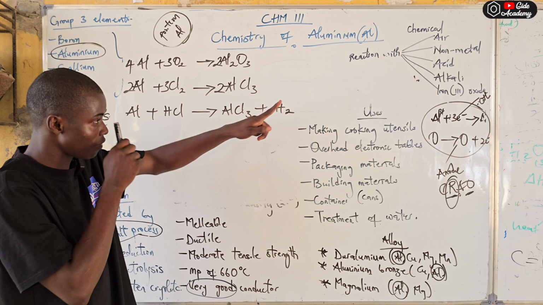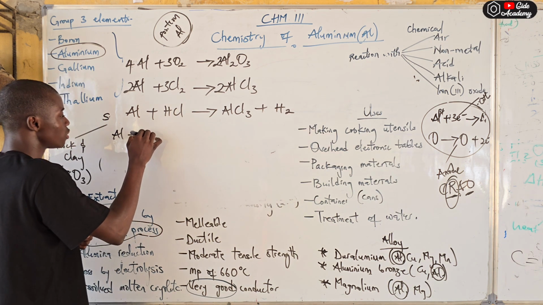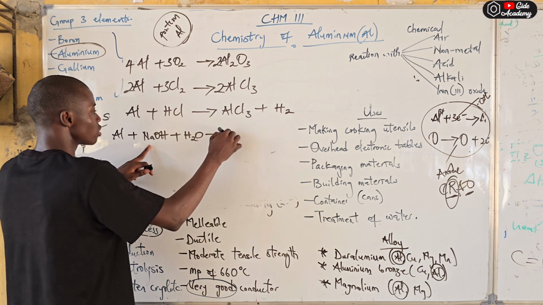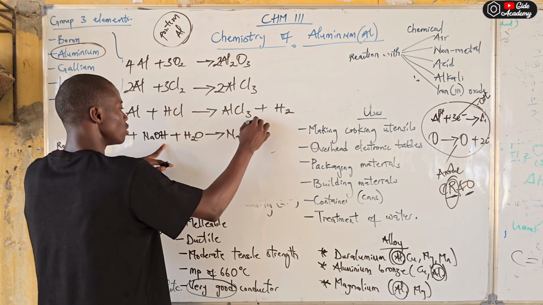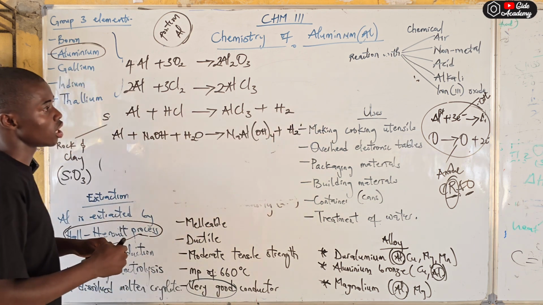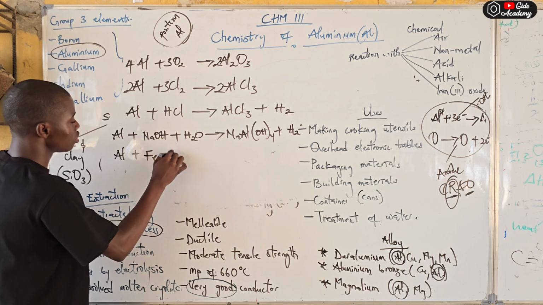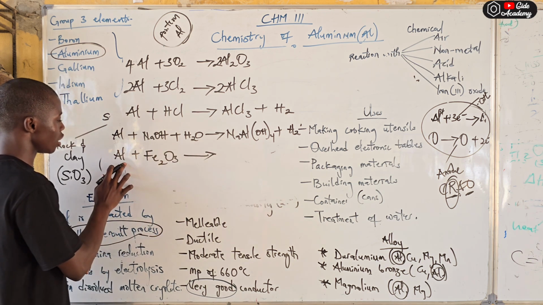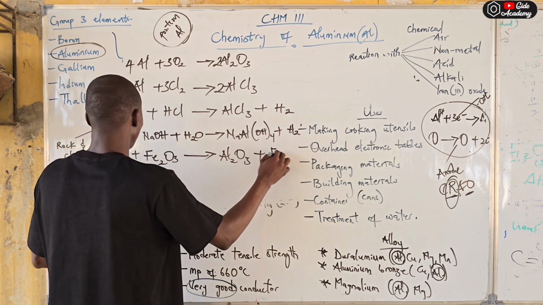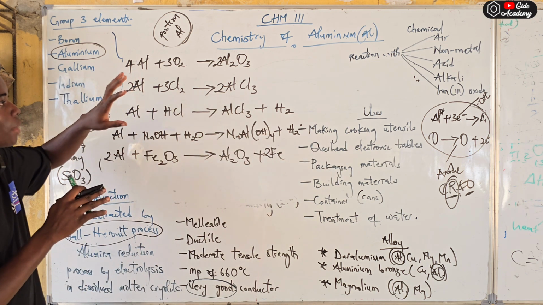Then for the next one, aluminium reacting with alkalis. When aluminium reacts with sodium hydroxide and H2O, it's going to give us sodium aluminate plus what? Plus hydrogen gas will also be liberated. What about when aluminium reacts with iron 3 oxide? If aluminium reacts with iron 3 oxide, it's going to give us Al2O3, then iron will as well be liberated.